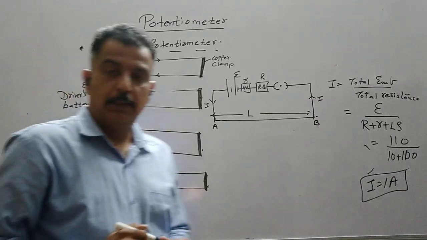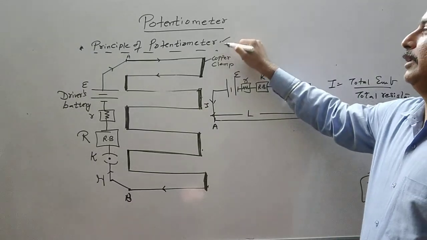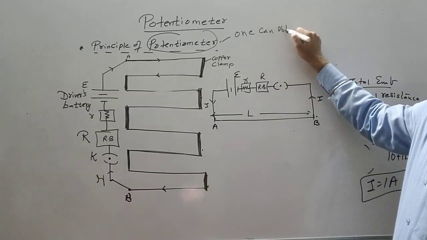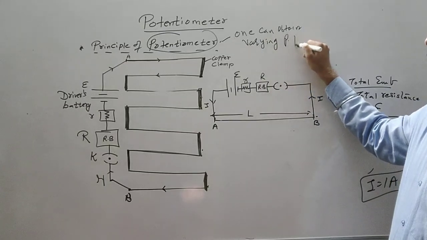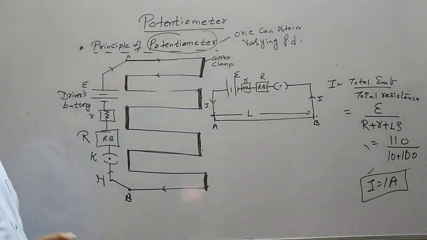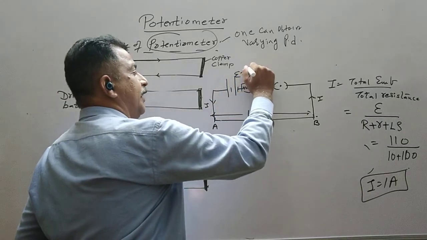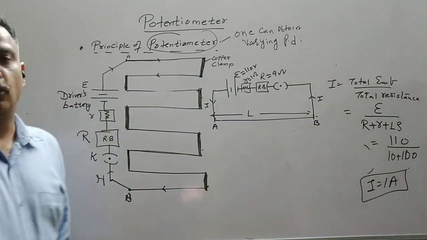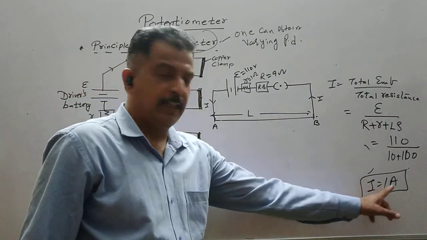Now suppose, in a potentiometer, one can obtain varying potential difference. Now how can this be obtained? You need only one driver battery, which is of 110 volt. Small r was taken as 1 ohm, capital R was taken as 9 ohms. The length of the wire is 100 meter. So the current flowing is 1 ampere.